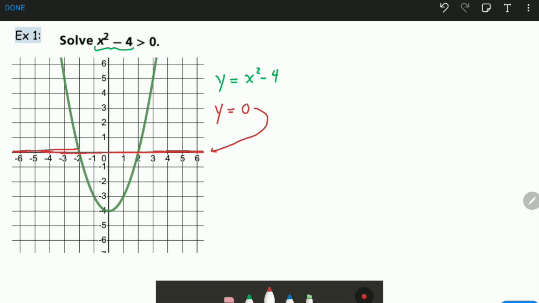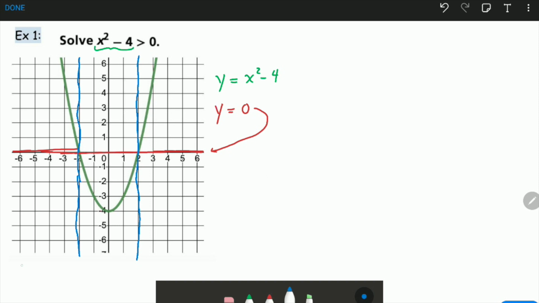Okay, now to do this, I'm going to look for the intersections. So we have two intersections here and here. And I'm going to use a similar approach to what I did for increasing and decreasing and positive and negative. So I'm going to draw vertical lines at those intersections. This separates the graph into three pieces.